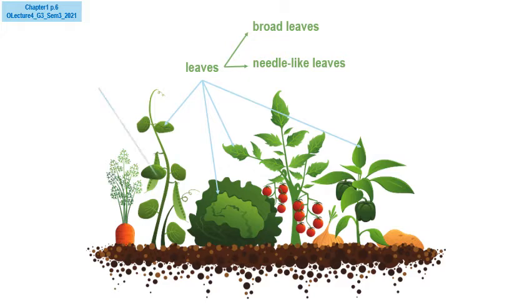Plants also have a stem. The stem is the part that supports the plant and carries the leaves, the fruits, and the flowers. This plant, for example, has a green stem that is growing above the soil. Usually, stems grow above the soil. They are above ground stems.